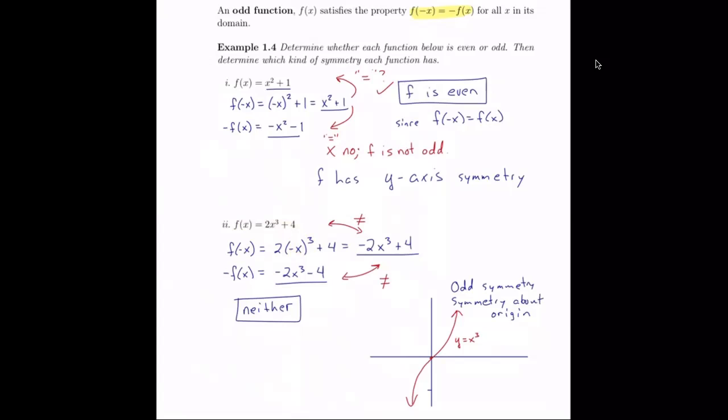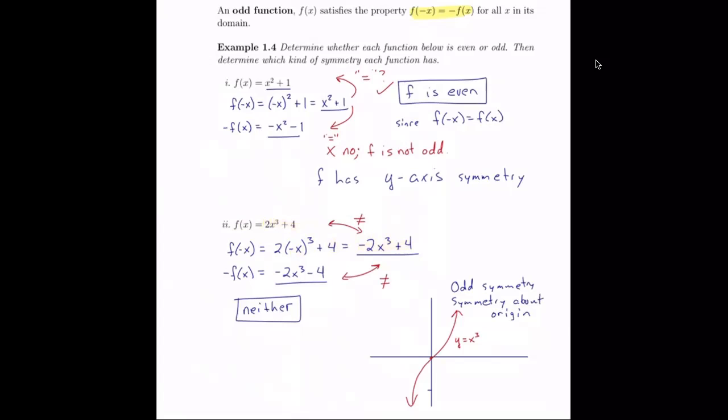Now there's no x in the 4, so it just ends up being plus 4. So this comes out to 2 times negative x cubed plus 4. When we cube negative x, we get negative x cubed, times 2. So we have negative 2x cubed plus 4. Is this equal to f of x? No, it's not, because of the negative in front of the 2.